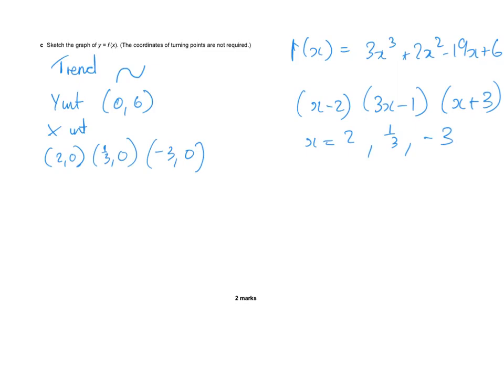So sketching our graph from there, I've set up my axes. Now remember, this question says don't worry about the turning points at this point because we don't know how to find them. So let's just plot what we do know.